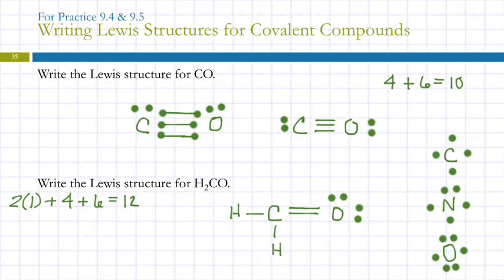And then we count again. Here we see carbon has 4 lines coming from it. That's 2, 4, 6, 8. It still has an octet. And now the oxygen has 2, 4, 6, 8, and it has an octet.